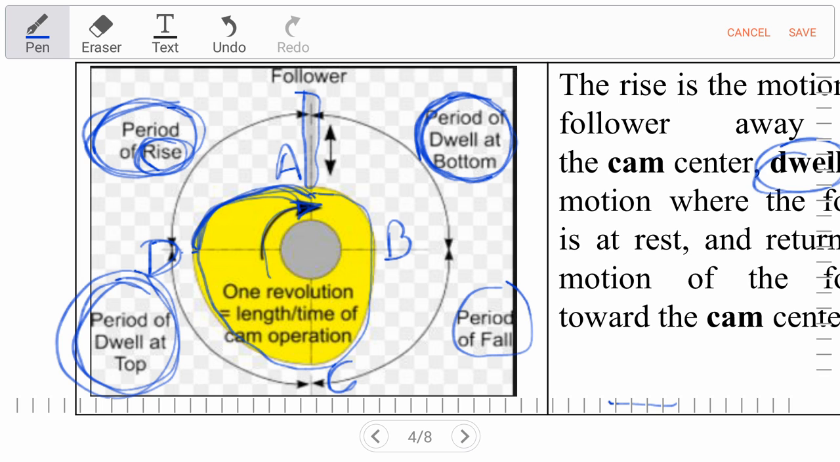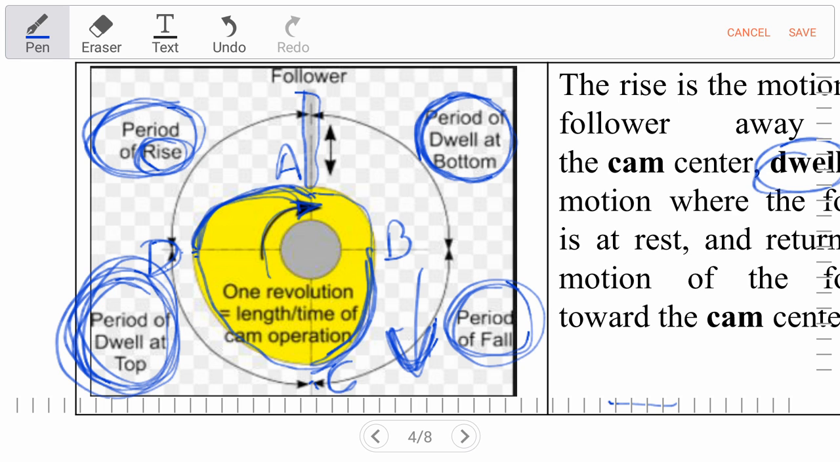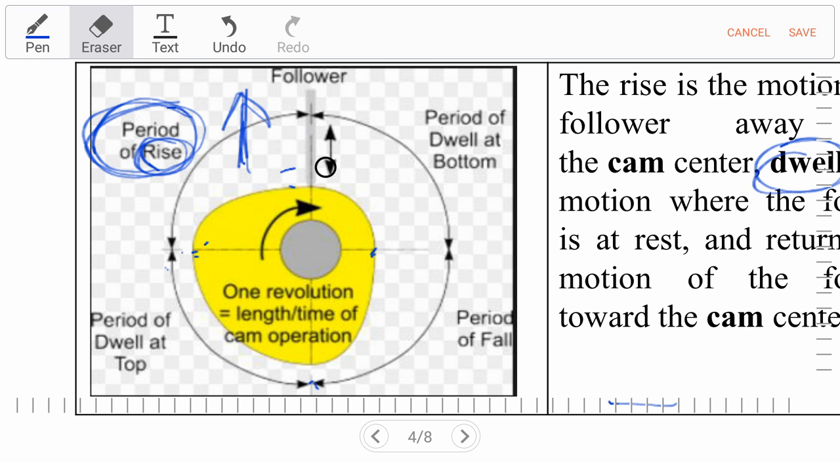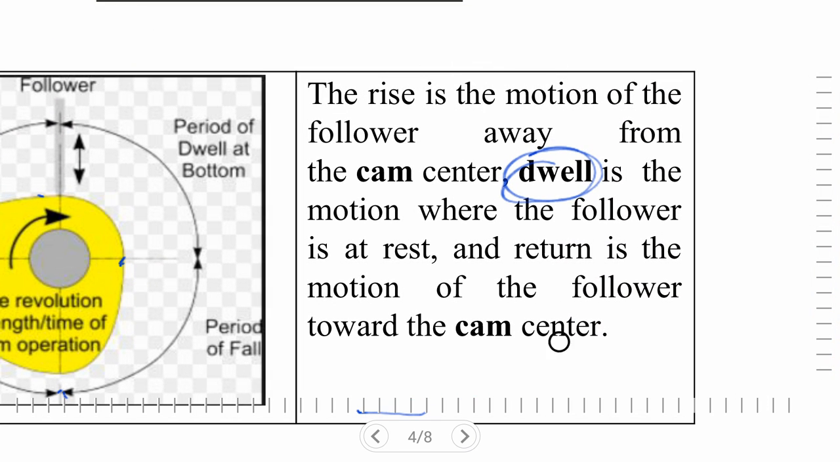Okay, from point D to point C, follower will remain at rest condition. So this path is known as period of dwell at top. And from point C to point B, this is known as period of fall, because at this path follower will travel in this direction, and from point A to point D follower will travel in upper direction. Now from point B to point A, this path is known as period of dwell at bottom, because the follower will be at rest condition, so it is known as period of dwell at bottom.